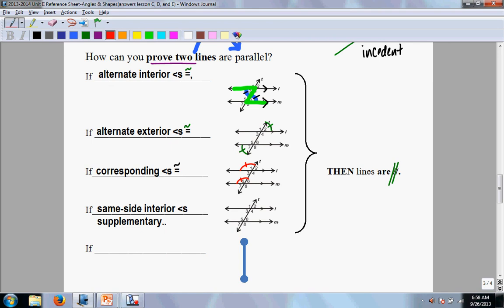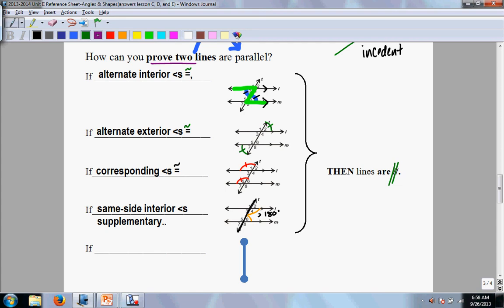If same-side interior angles are supplementary, not congruent but supplementary, so angles like 4 and 6, if they add up to 180, they're on the same side of the transversal or stir stick, and between the lines, then the lines are parallel.